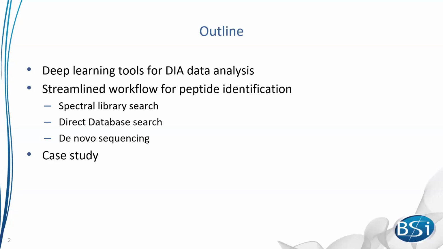So my talk mainly has three parts. I first introduce the deep learning tools used in Peaks Online for DIA data analysis, followed by a streamlined workflow to enhance the peptide identification, which contains spectral library search, direct database search, and de novo sequencing. Last, I use some cases to show the features of this streamlined workflow.